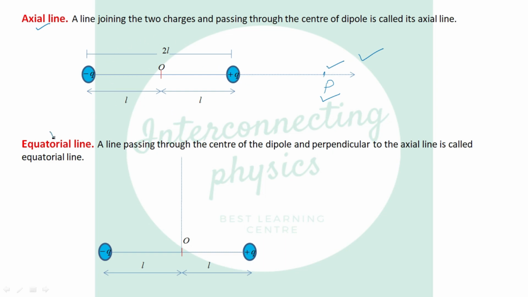And what is the equatorial line? A line passing through the center of the dipole but perpendicular to the axial line is called the equatorial line. Point P may be present on the axial line, or may be present on the equatorial line. So this was all about the dipole, dipole moment, physical significance of dipole moment, and axial line and equatorial line.